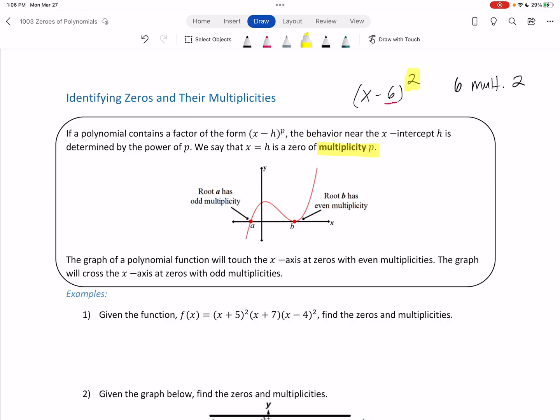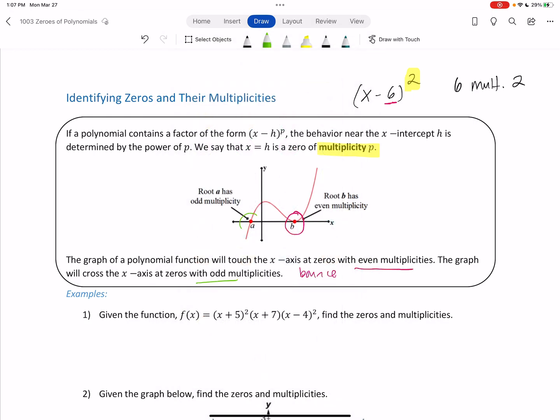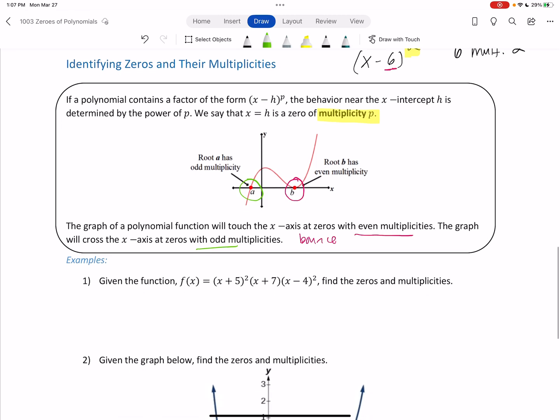The graph of a polynomial function will touch the x-axis at zeros with even multiplicities. I even add that it sort of bounces. It touches and turns around, kind of like that. It looks like the vertex of an x squared. And it will cross the x-axis at odd multiplicities. So evens do that bouncing thing, and odds do this crossing thing where it slides through kind of like a line.